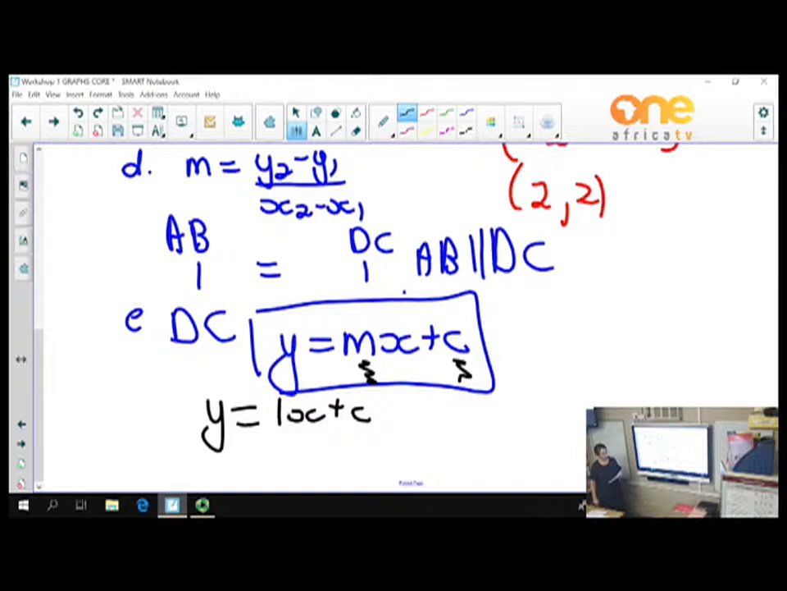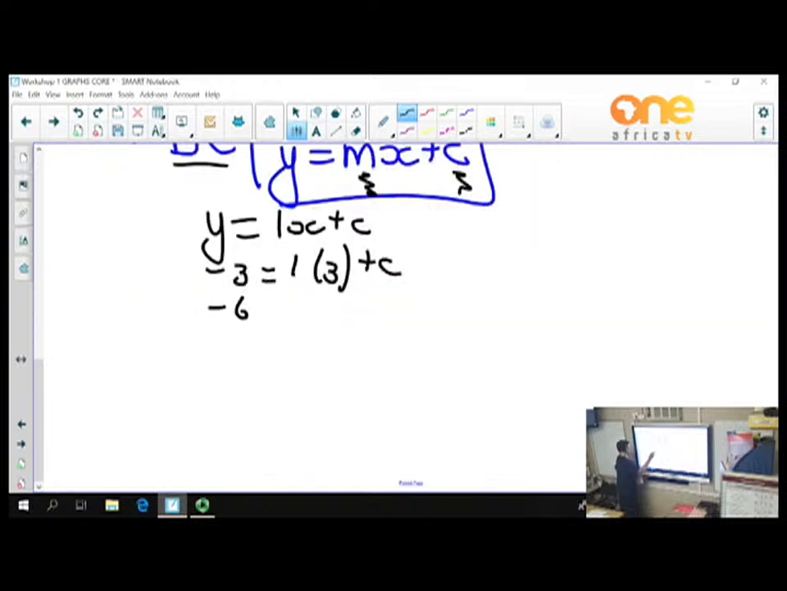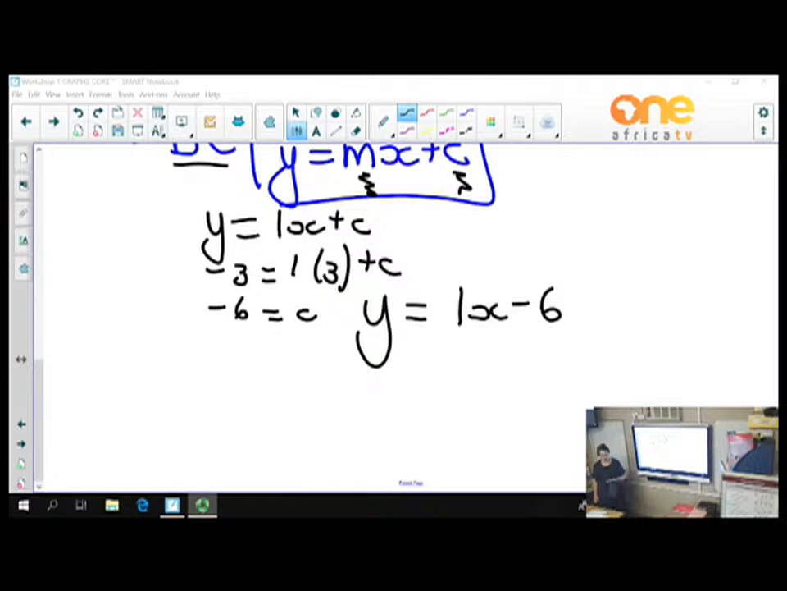Which one? D or C? D or C, because it passes through those 2 points. So you substitute one of them in there. D or C. What is D? Negative 3 is equal to 1 times 3 plus C. So what is C? Negative 6. So your equation is Y is equal to 1x minus 6. Okay, this is exactly what you're going to get, this question. Like this one. Okay, so would you get 12 marks here?